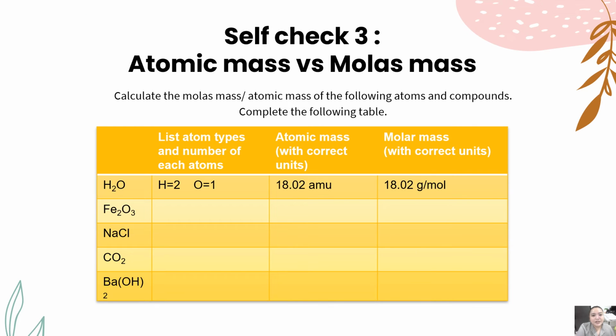Now, for our self-check number 3, we have the following. Calculate the molar mass or the atomic mass of the following atoms and compounds by completing the following tables. So in here, we have your list of the compounds or elements, and then the number of atoms of each of the compounds, and then you write the correct atomic mass with their correct units and the molar mass. Tomorrow, we are going to discuss this one during our face-to-face classes.